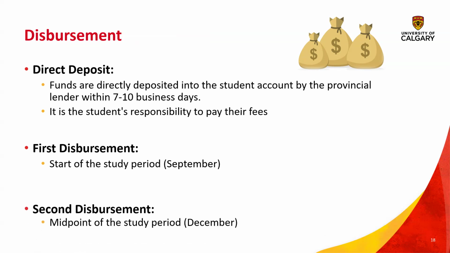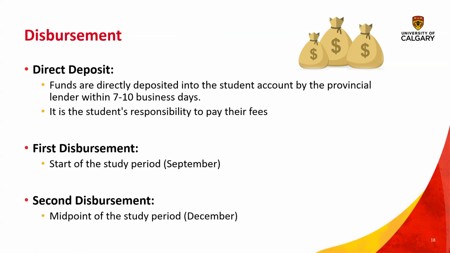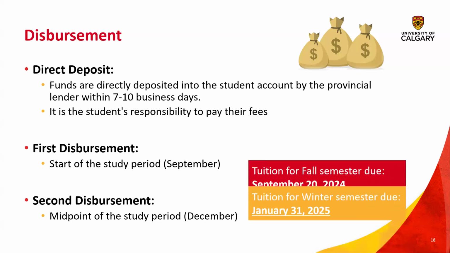Now, there are going to be two disbursement periods with the application, that is, if you have submitted an application for both fall and winter term. The first will be at the start of the study period, and the second would be at the midpoint of the study period. So again, if you submit an application for both fall and winter, you can expect the first disbursement to be early September, and the second disbursement in December or early January.